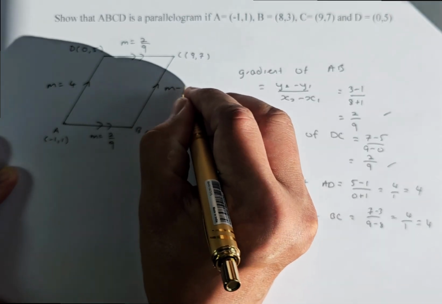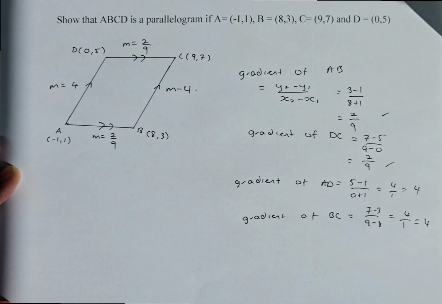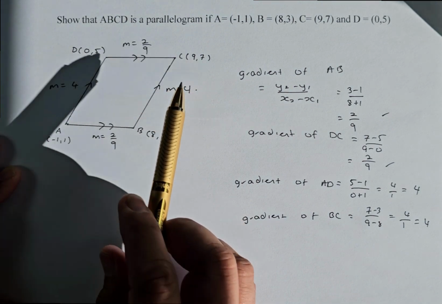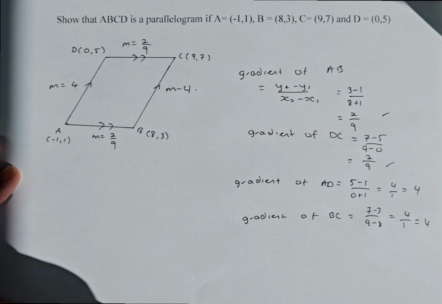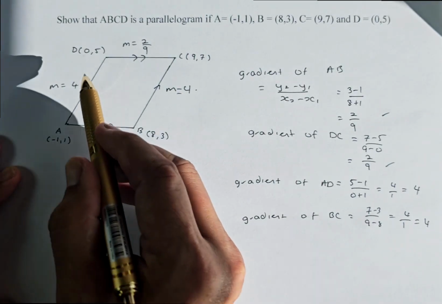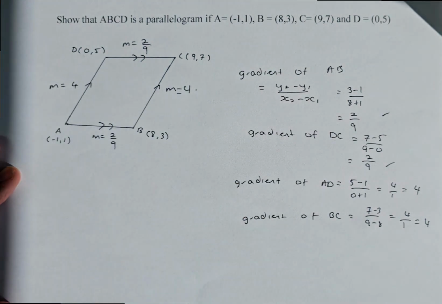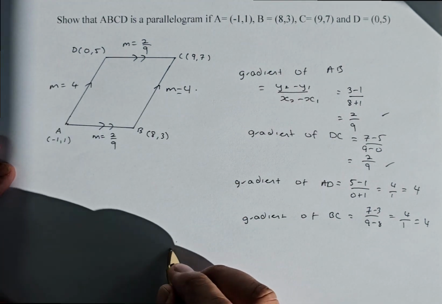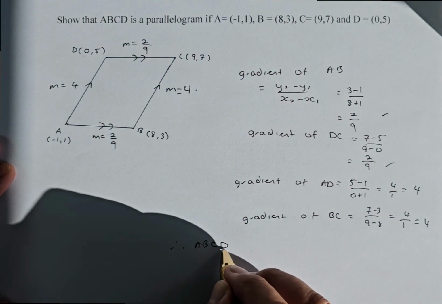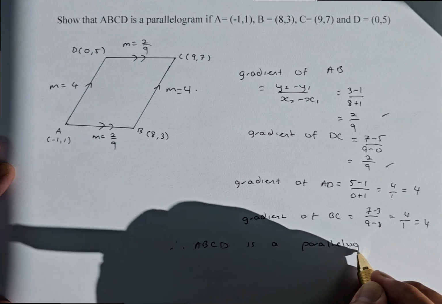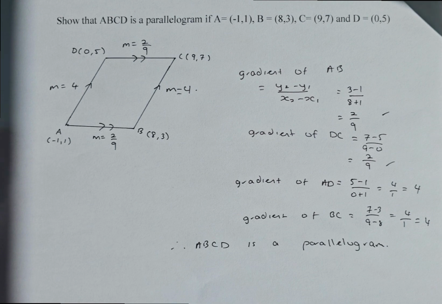The gradient is 4. So to prove that it is a parallelogram, we can claim that the gradient of AB is the same as the gradient of DC. That's one proof. And the second proof is that the gradient of AD is also the same as the gradient of BC, because they are both 4, and we have proved that therefore ABCD is a parallelogram. So that is a common question, and hopefully it will appear in your internal. Cheers everyone, and have a great day.